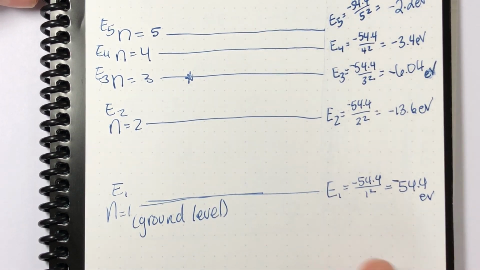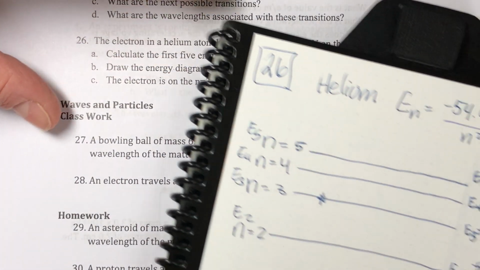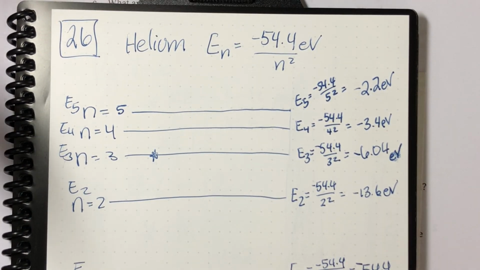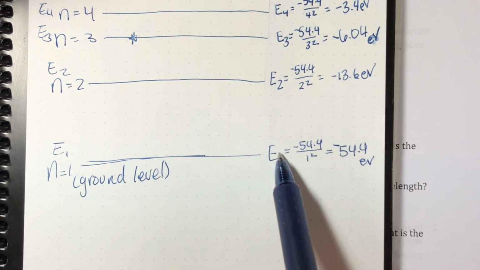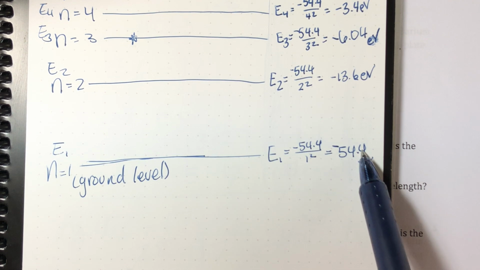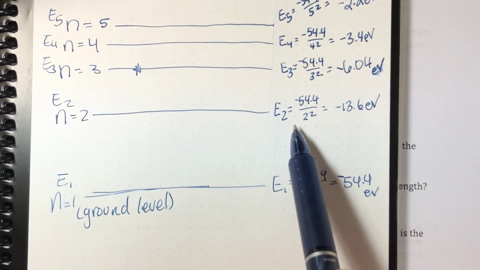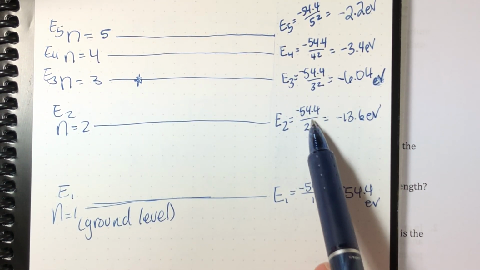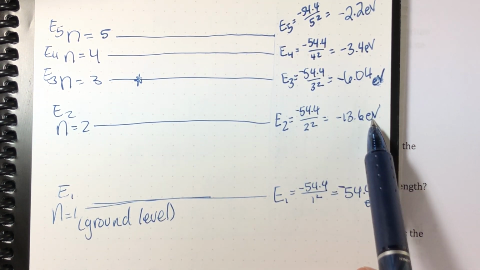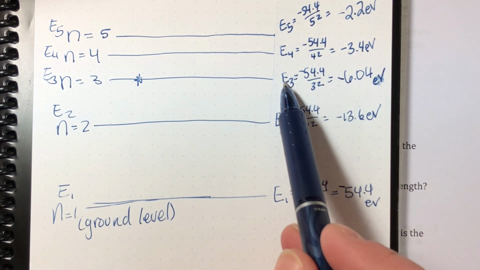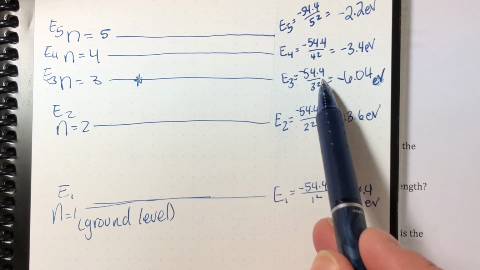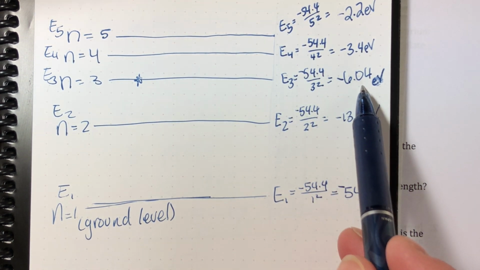Part A says calculate the first 5 energy levels. So you're just going to use this equation to calculate E1, 2, 3, 4, 5. So E1, negative 54.4 over 1 squared, because n equals 1, gives us negative 54.4 electron volts. E2 is negative 54.4 over 2 squared. 2 squared is 4. 54.4 divided by 4 gives us negative 13.6. E3, negative 54.4 over 3 squared. 3 squared is 9. 54.4 over 9 gives us negative 6.4.